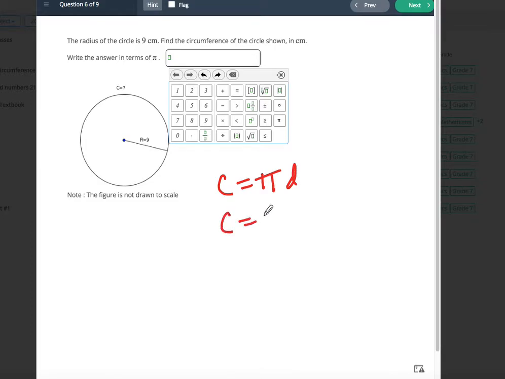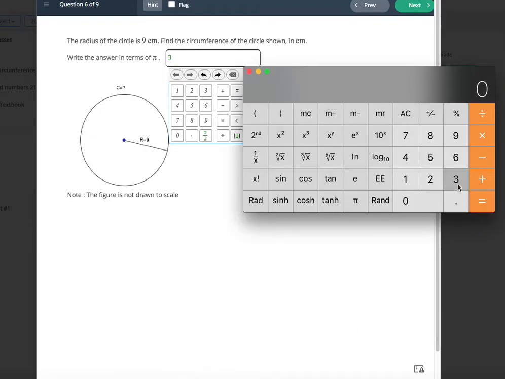So circumference equals 3.14 times 18. Hopefully we understand where I got that 18 from, because if the radius is 9, then the full diameter has to be 18. So circumference equals 3.14 times 18. So 3.14 times 18 is 56.52.